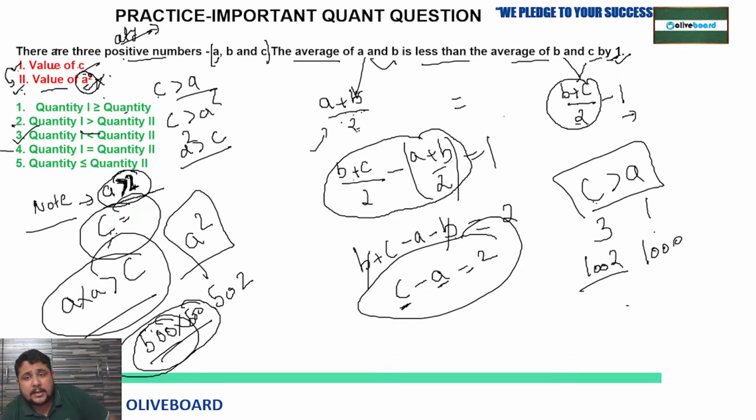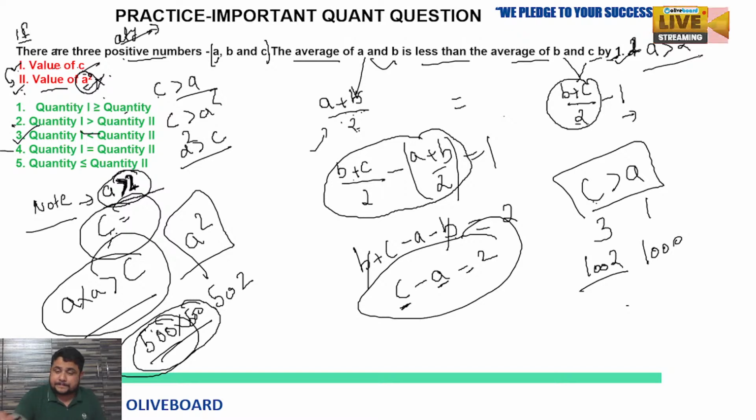I just compared here. Okay, your point is right, Vishali. Your point is right that if we put A equal to 1, I forgot to put that point. Here I am putting one condition: there are 3 positive numbers A, B, C. The average of A, B is less than the average of B and C by 1. And one more thing I am putting here: A is greater than 2. Okay. Now satisfied? Just add this condition here.